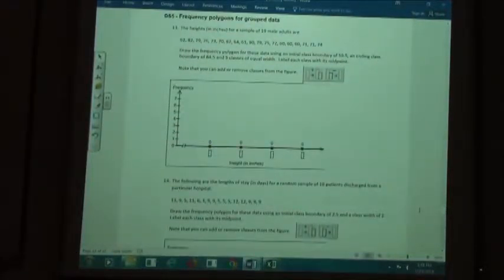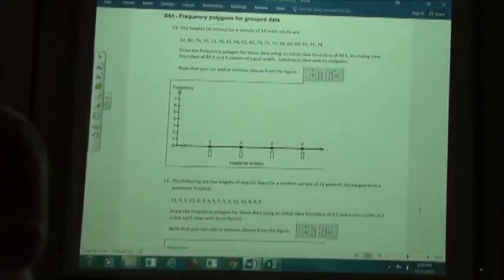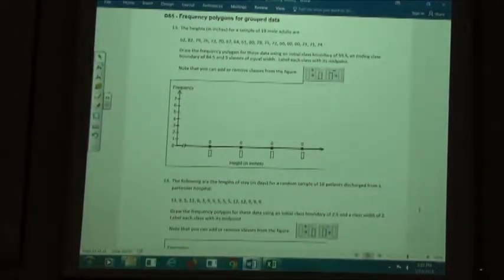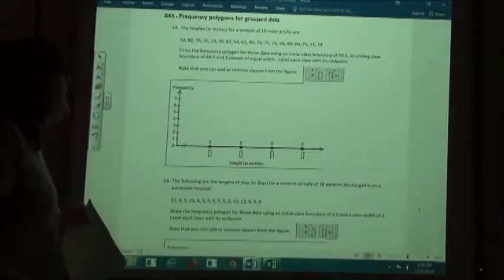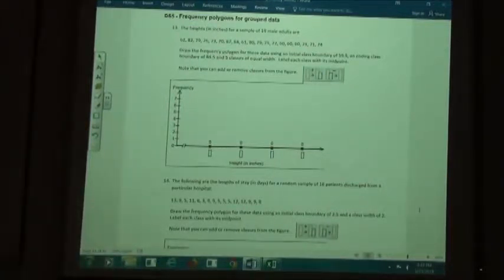Frequency polygon for our group data. I have to make sure I get my right numbers on the end. It says the heights in inches for the sample of 19 male adults are as listed. Draw the frequency polygon for these data using an initial class boundary of 59.5, an ending class boundary of 84.5, and 5 classes of equal width. Label each class width with its midpoint.